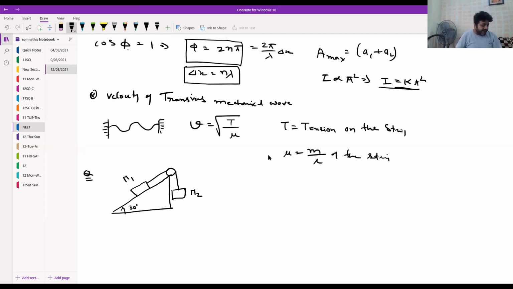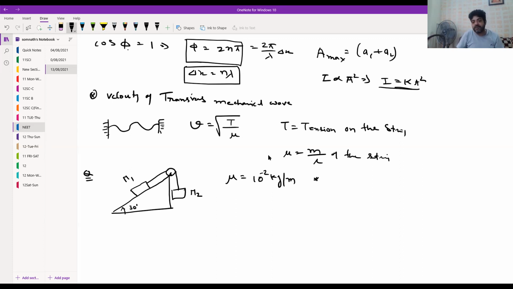Now the question is that a wire of mass per unit length mu equal to 10 to the power minus 2 kg per meter passes over a frictionless pulley fixed on the top of an incline, frictionless plane, which makes an angle 30 degree with the horizontal. Masses m1 and m2 are tied at the two ends of the wire. The mass m1 rests on the plane and m2 hangs vertically down. The whole system is in equilibrium.